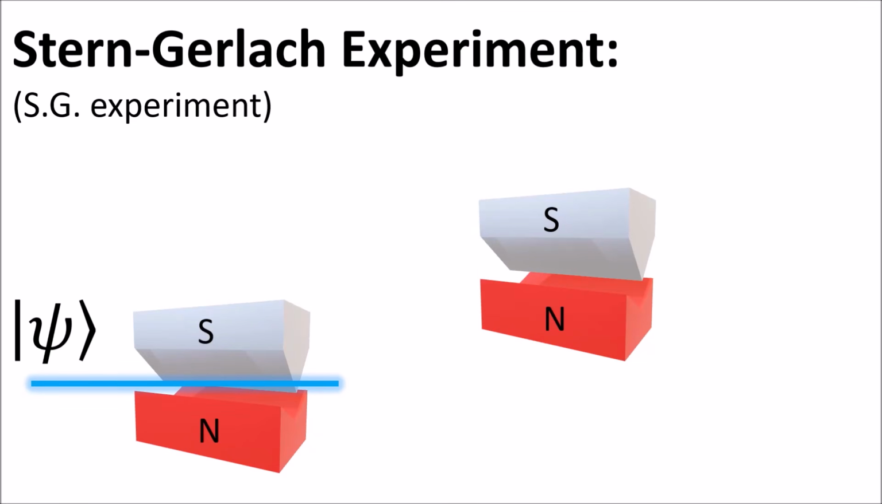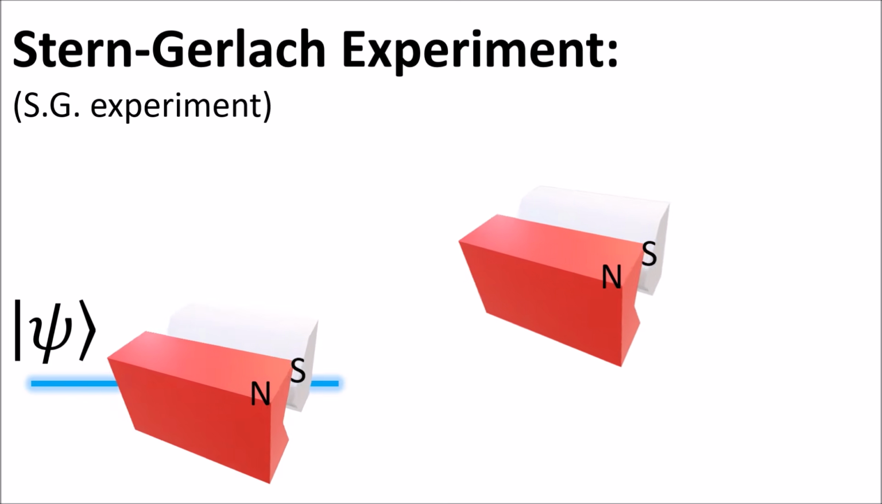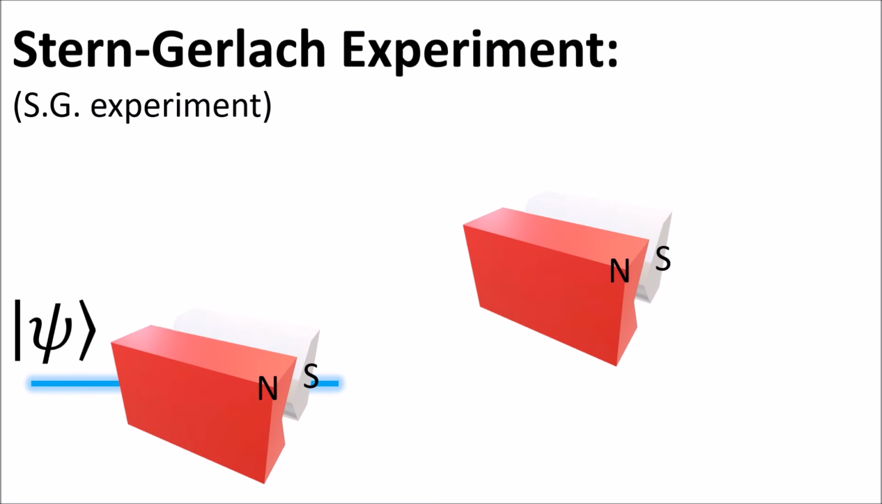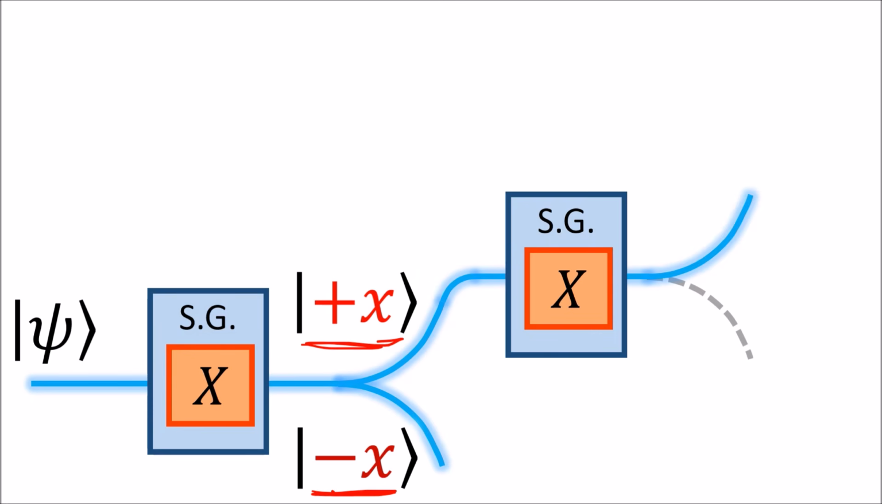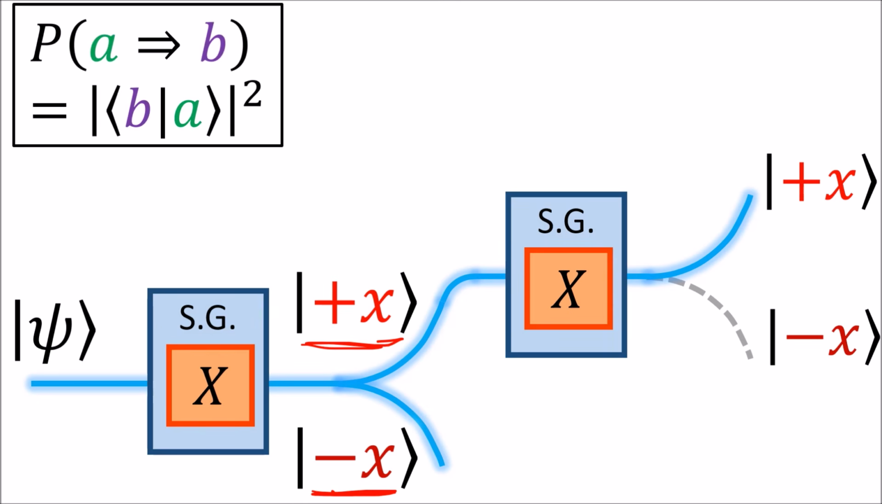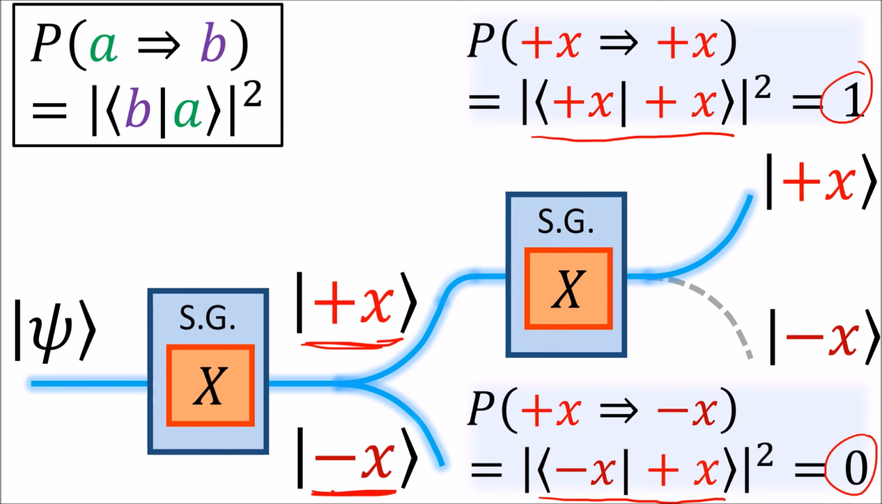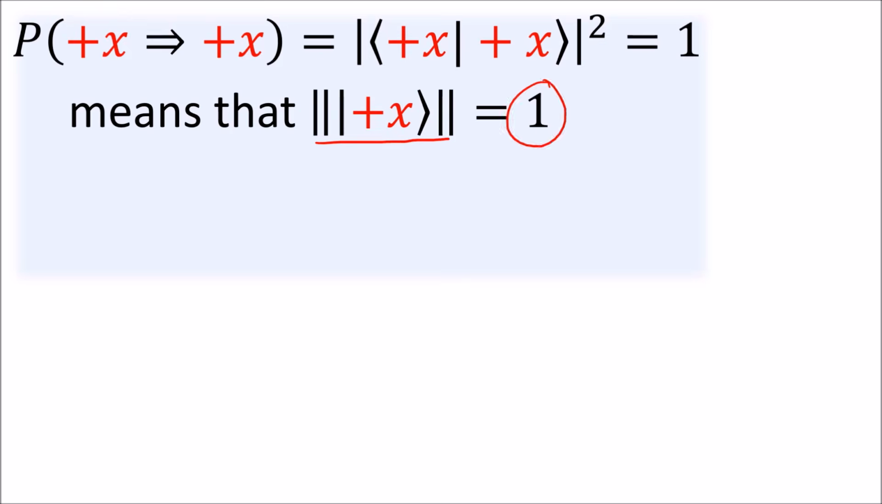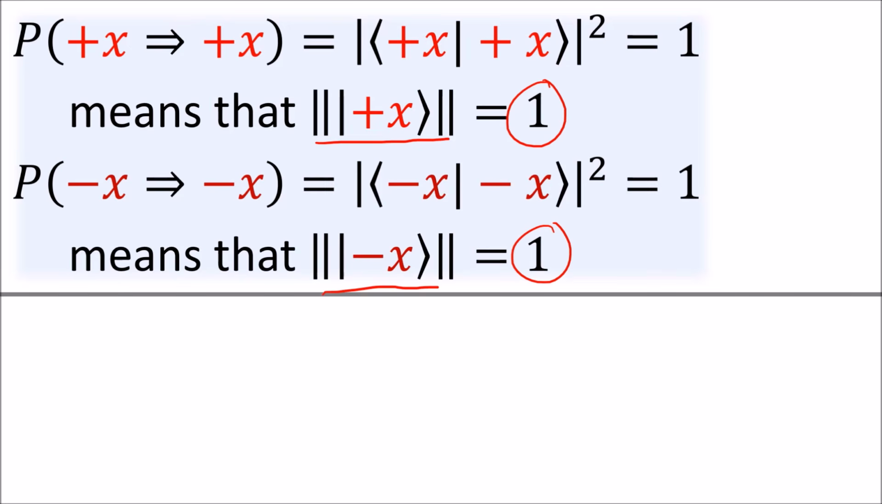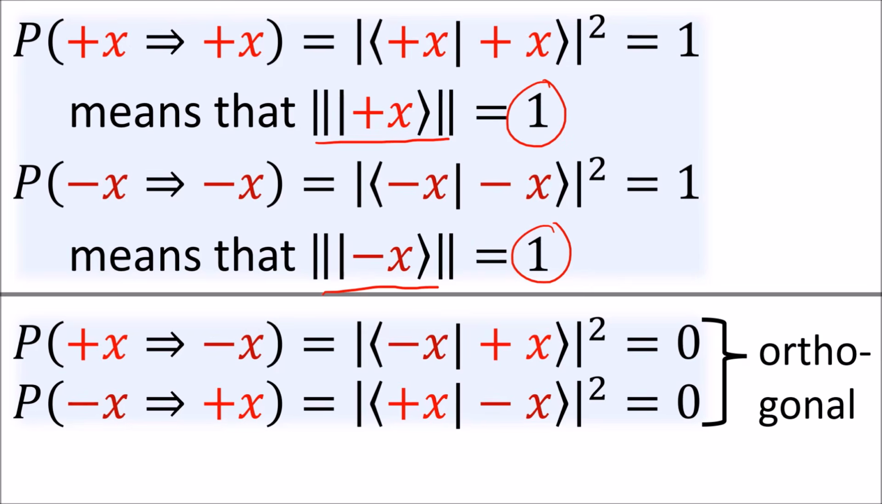Next, we'll try the exact same setup, except rotating the SG apparatuses by 90 degrees, so that the magnetic fields are oriented in the direction of the x-axis, so that particle beams are split into the plus x and minus x directions. Performing the exact same experiments as above, we get Born rule formulas for the plus x state and the minus x state. These inner product formulas tell us that the plus x and minus x states have magnitudes of 1, and the plus x and minus x states are orthogonal.